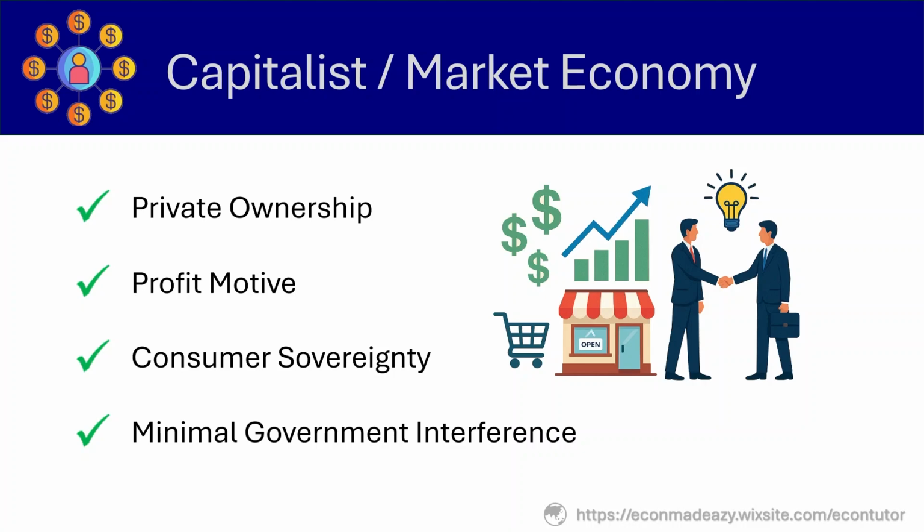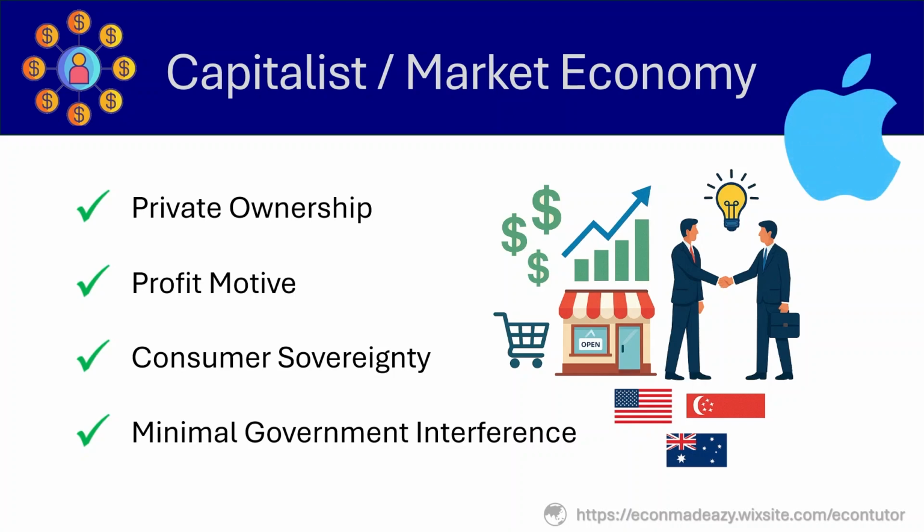Some well-known examples of capitalist economies are the United States, Australia, and Singapore, where the market largely drives economic decisions. And here is a real-life example. Think of Apple. It chooses what kind of iPhones to design, how to make them, and where to sell them, all based on what people want and what will bring in profits. This is what a capitalist economic system is.